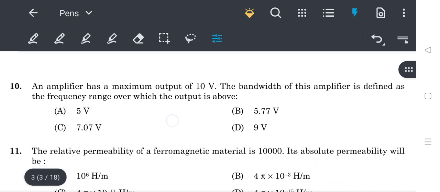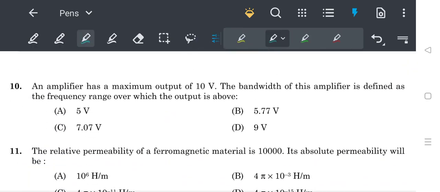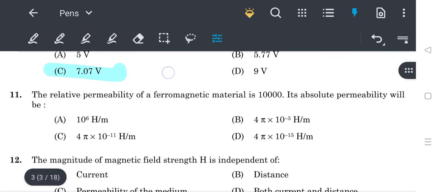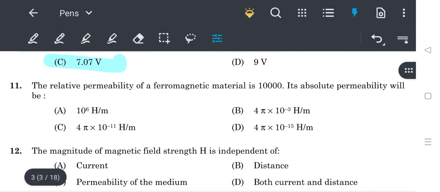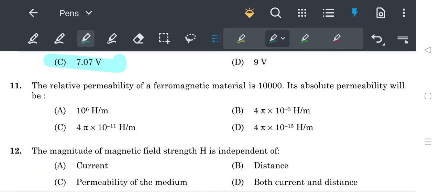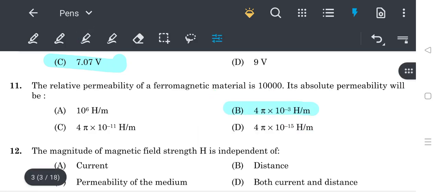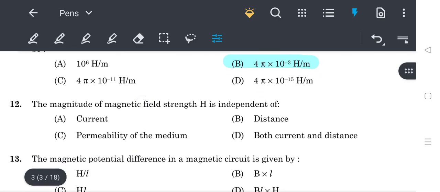Next one, an amplifier has a maximum output of 10 volt. The bandwidth of the amplifier is defined as a frequency range over which the output is above. Option C, 7.07 volt. The relative permeability of a ferromagnetic material is 10,000. Its absolute permeability will be. Answer option B ആണ്, 4 pi into 10 raised to minus 3 H/m.